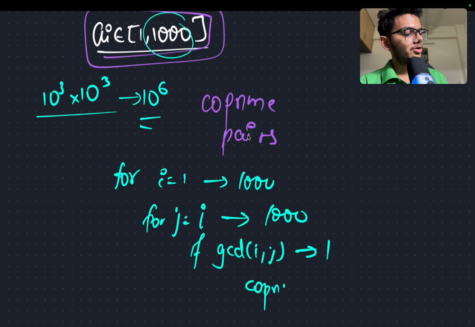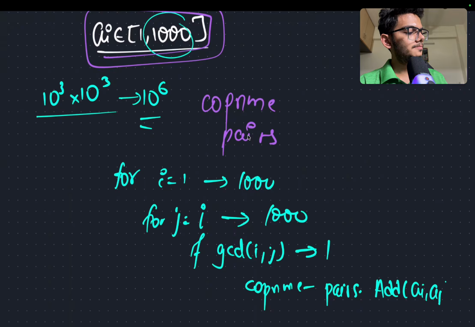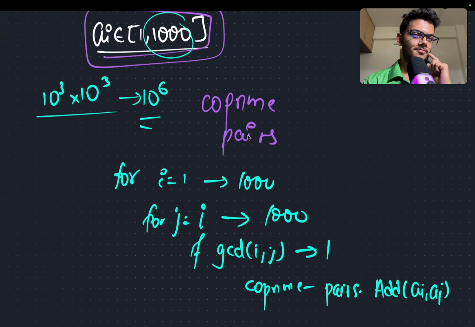Maybe let's just say we have maintained a list of coprime pairs. I can simply add ai and aj, right? But okay, what is the point of enumerating all the coprime pairs? The question is done and dusted. Can you see it? If you can see it, can you comment down in the comment section of the video right now? If not, I'll tell you.